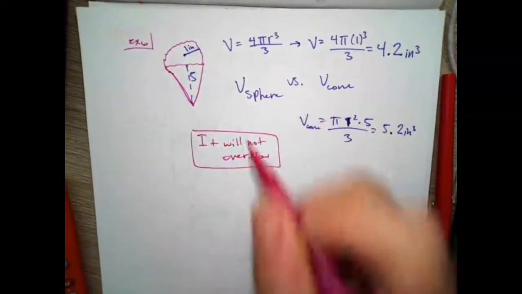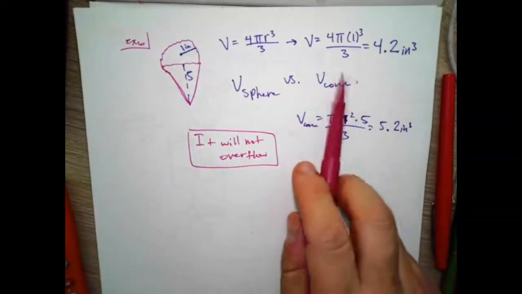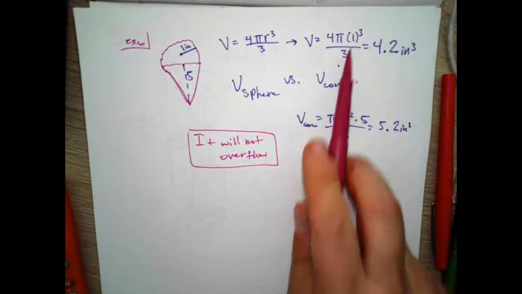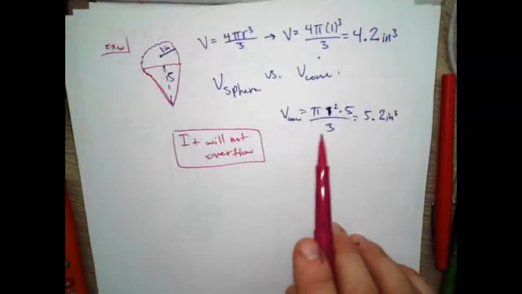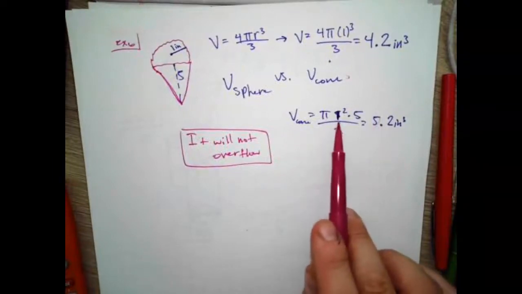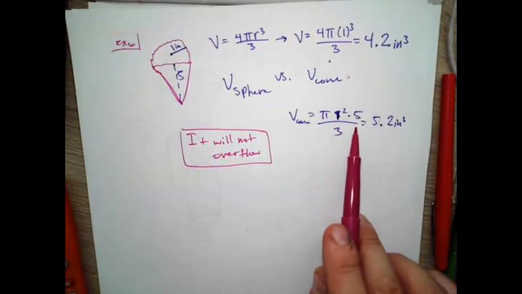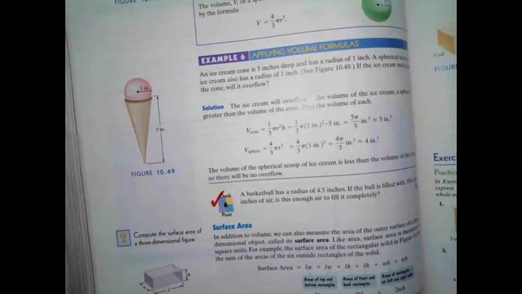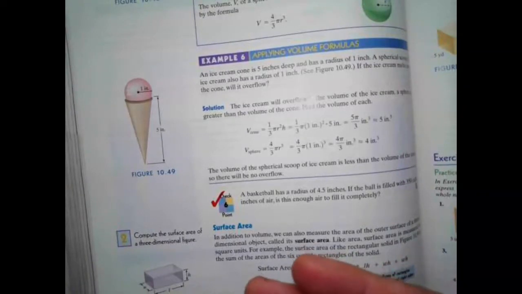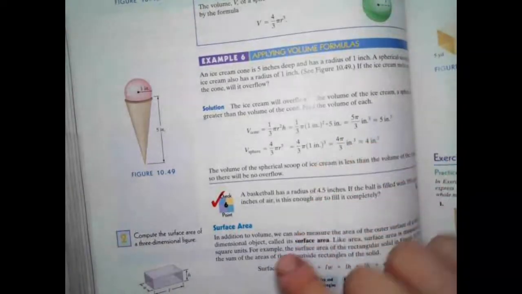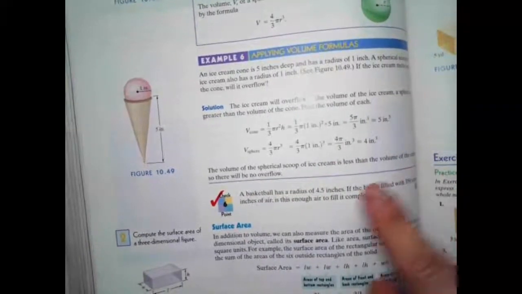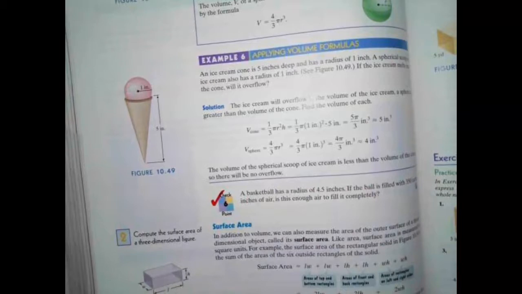Again, volume of the ice cream, radius is 1 inch. Volume of the cone, right? Radius is also 1 inch, height is 5. The cone has a higher volume, so it should not overflow. So just to give you a better look at that problem, again, the ice cream cone, as it turns out, it even says it here, the volume of the spherical scoop of ice cream is less than the volume of the cone, so there will be no overflow.